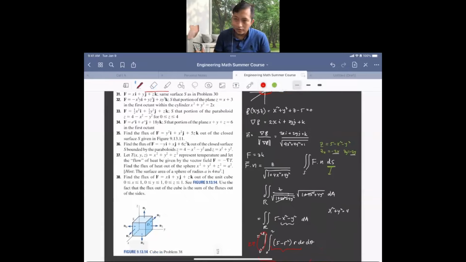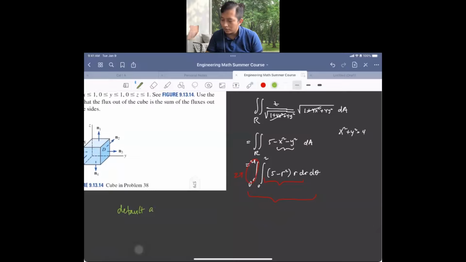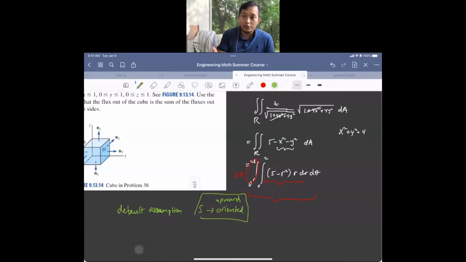The other question is also the same. First you need to define your g, then take del g, then take the unit normal n, and after that use the flux. And if there is no assumption given, then you need to assume the default assumption, which is that S is upward oriented. This is the default, unless there is some statement that says it goes downward.